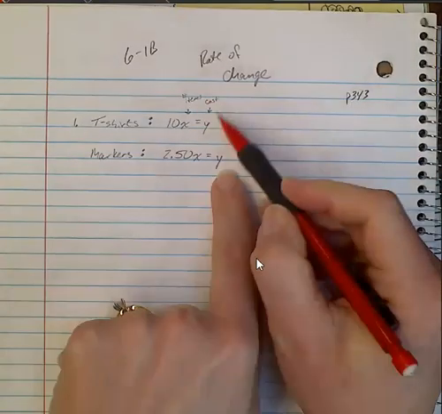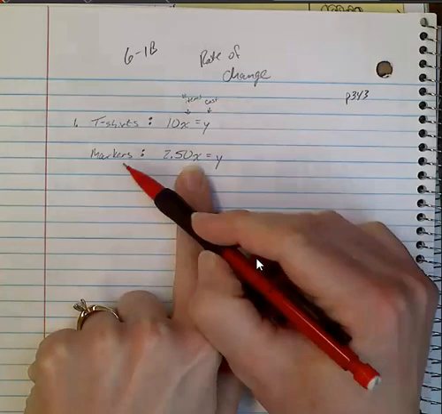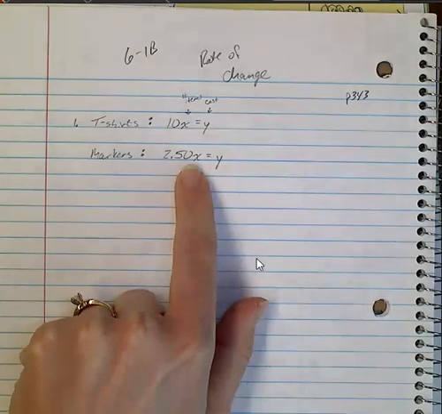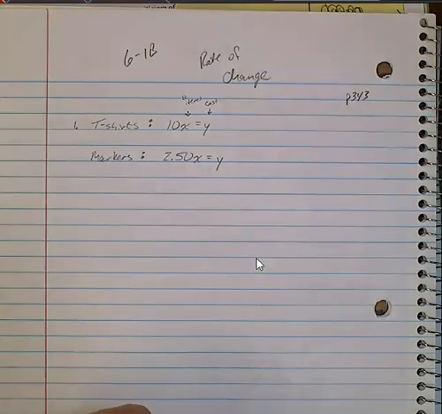It's still the cost. Y is still the cost. X is still the number. This time it's the number of markers instead of the number of t-shirts. This is the answer. You should write it down. You should also have your book open.